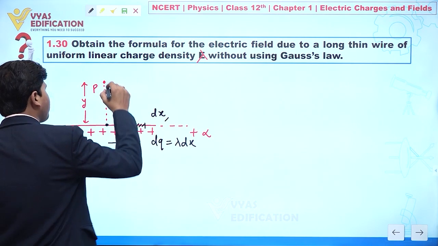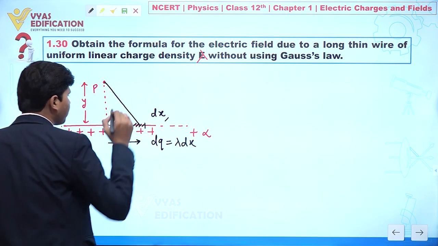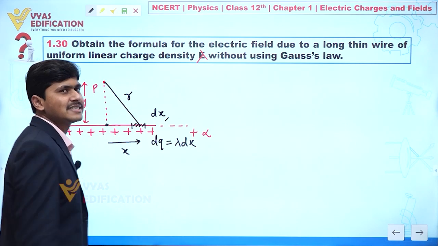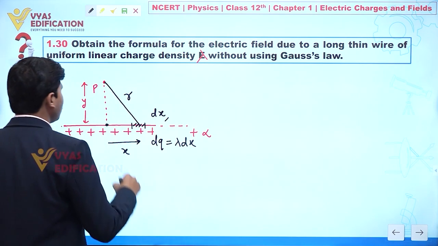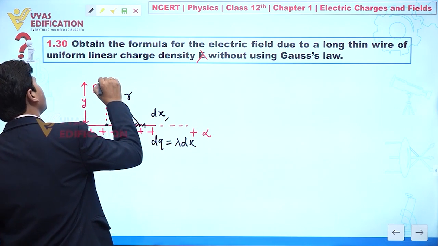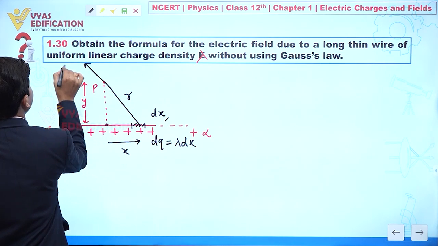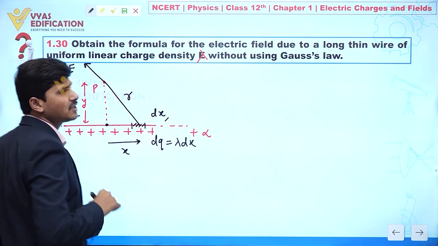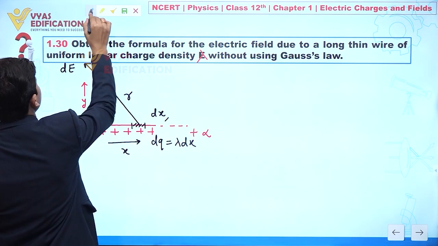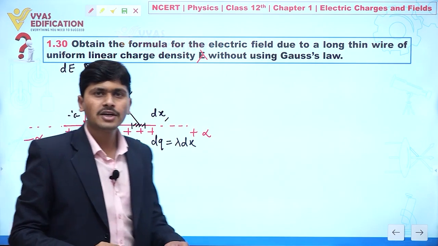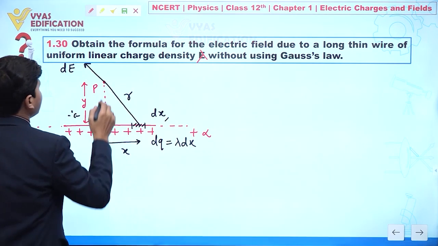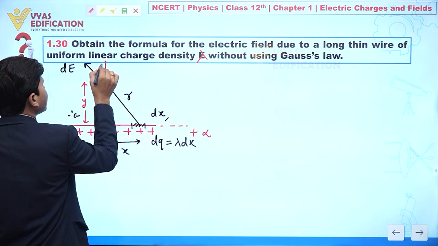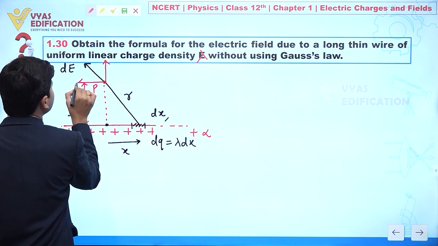Now if we join this point from this element, let's suppose I am assuming this distance is r. So now we can see, if we draw here the direction of electric field, it will be away from this point P, and let's suppose this is dE. So now we can say here we will find two components: number one, a component in the vertical direction, and another component in the horizontal direction.